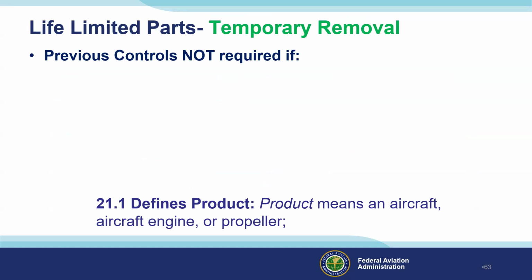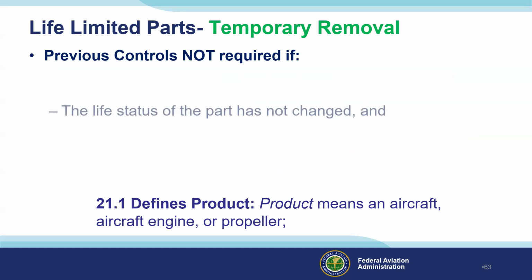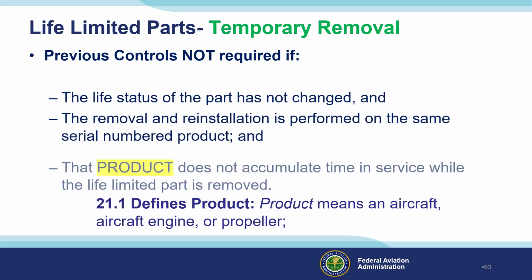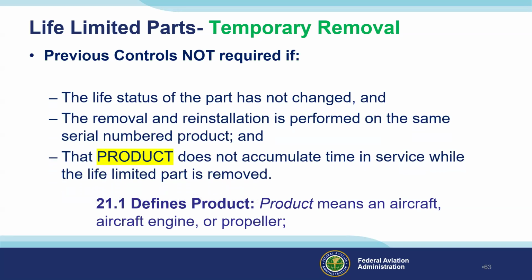For temporary removal, you don't have to follow any of those. Let's say you just take a part off to facilitate other maintenance, and the life status of the part is not changed. It's performed on the same serial numbered product, and that product does not accumulate time in service while the life limited part is removed.